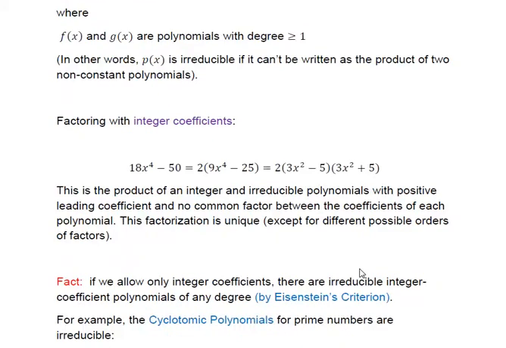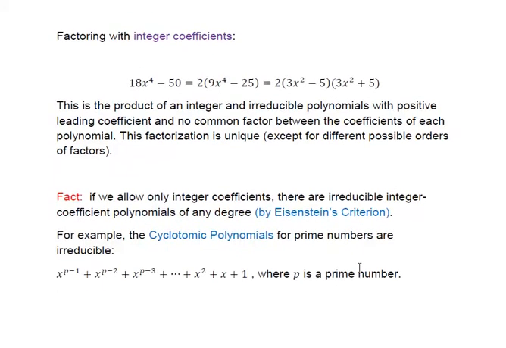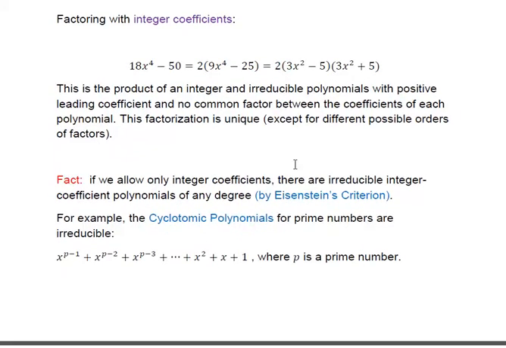Now let's take a look at factoring with integer coefficients. Here we have the polynomial 18x to the fourth minus 50, which we can write as the product of an integer and non-constant, irreducible integer coefficient polynomials with positive leading coefficient and no common factor that can be factored out from the coefficients of the polynomial. This factorization is unique except for different possible orders of factors.